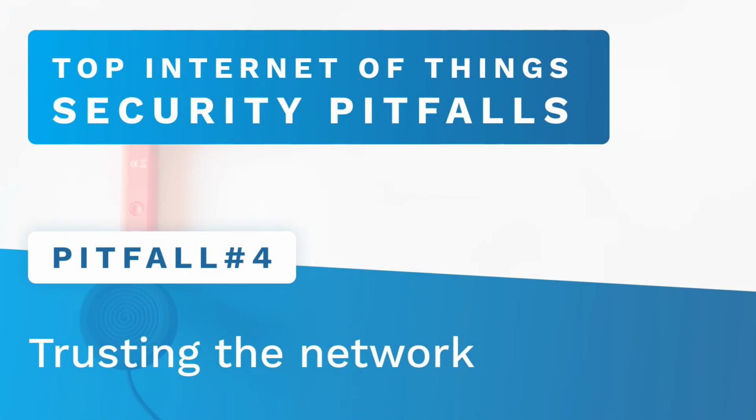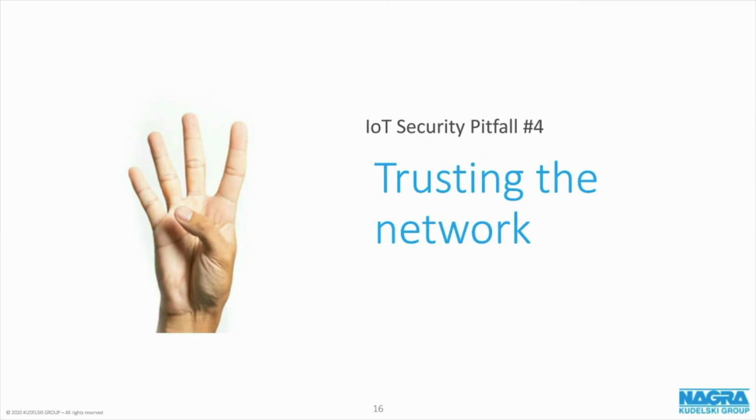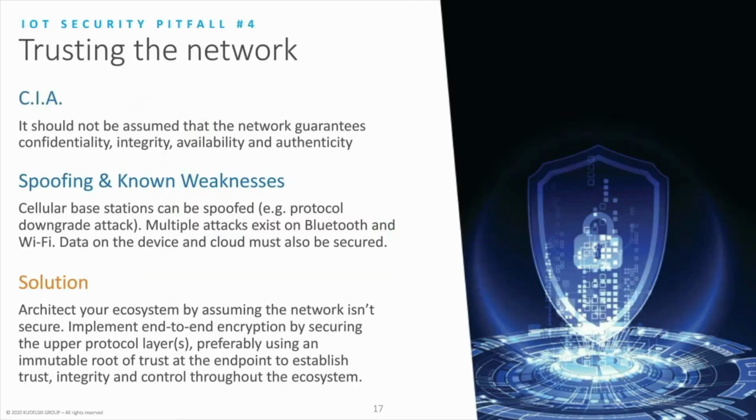So at number 4, we have trusting the network. What we see a lot is customers just trusting whatever goes into the network, and trusting the network to give them guarantees. And typically, that's not the case, because even cellular networks can be spoofed. There are some attacks there.